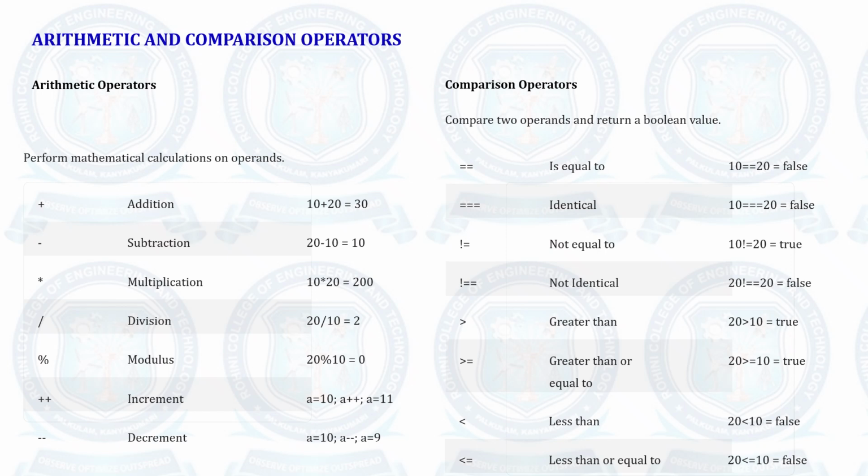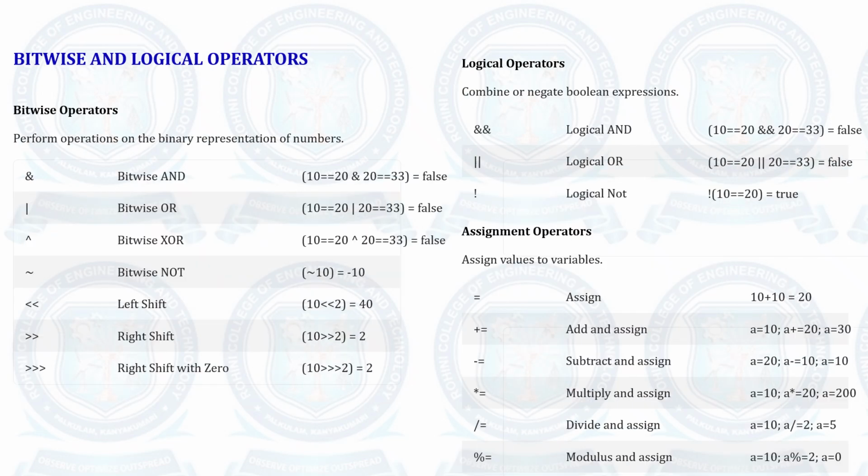Arithmetic and comparison operators. Arithmetic operators perform mathematical calculations on operands: addition, subtraction, multiplication, division, modulus, increment, and decrement operator. Comparison operators compare two operands and return Boolean values: is equal to, identical, not equal to, not identical, greater than or equal to, less than or equal to.